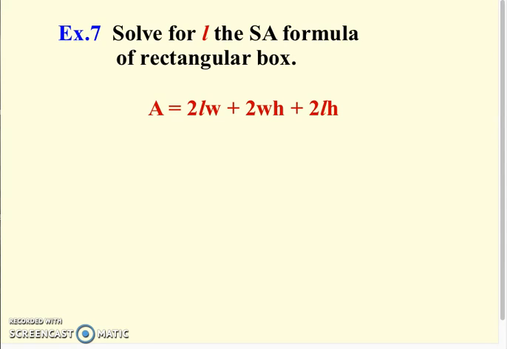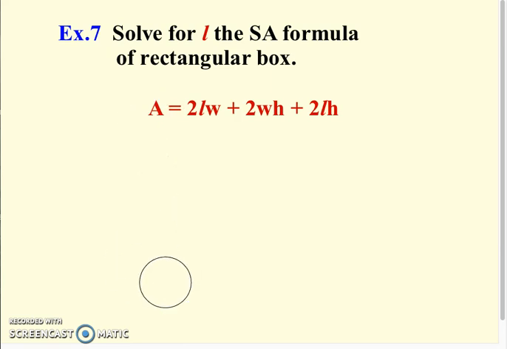Solve for L. So this is under the category of isolating the variable. When you're talking about isolating the variable, it's to get it by itself on one side. You can sit here and play around with this and do all kinds of stuff, but you want to, again, be quick and efficient about it. If you're solving for L, when I'm done, this has to read L equals an expression.